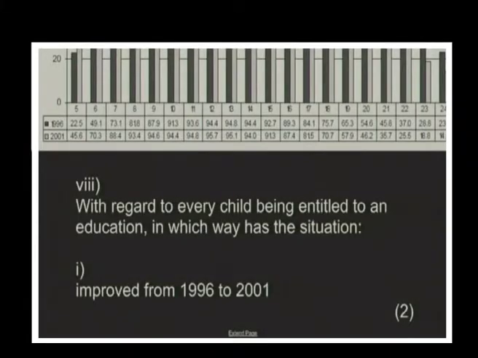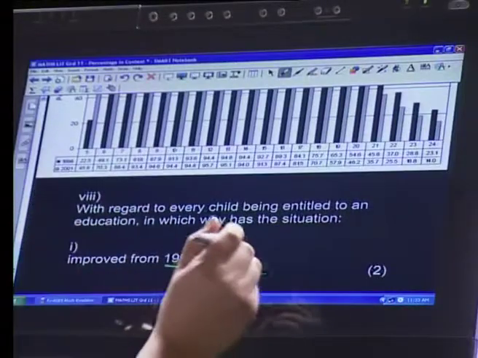With regards to every child being entitled to an education, in which way has the situation improved from 1996 to 2001? That's now where we're looking at the census. So we're looking for an improvement, and be very specific. They want to know in which way has the situation improved. So go through, we can see it's improved for the 5-year-olds, and you can go through age by age. Rather give more detail to the examiner than less.